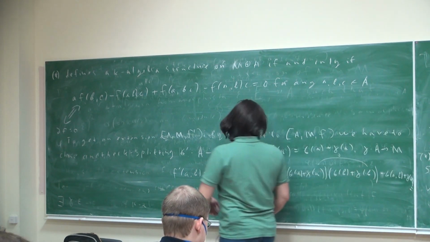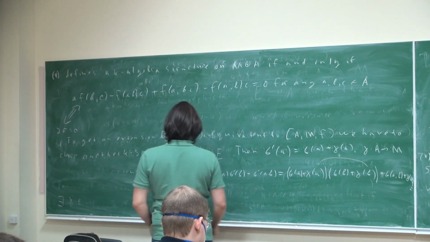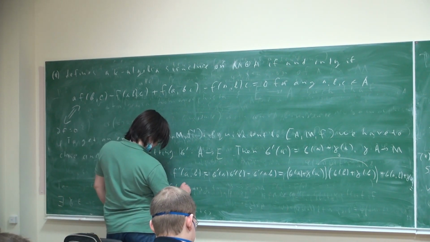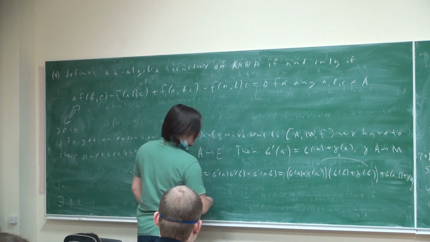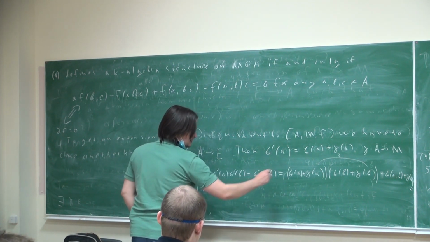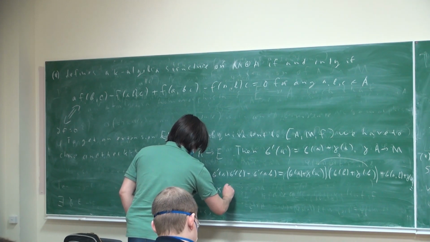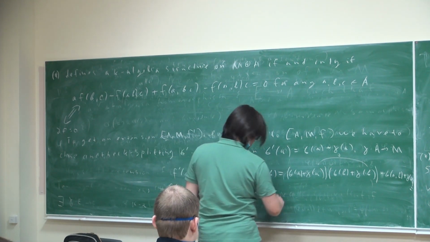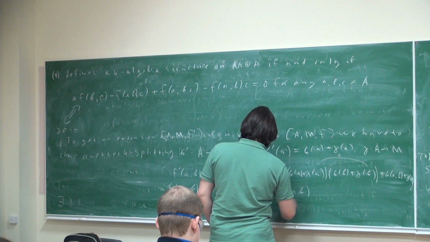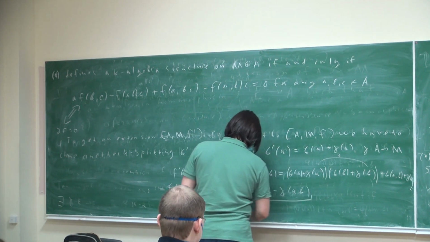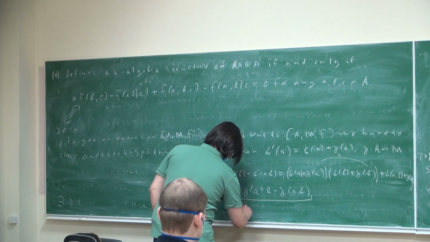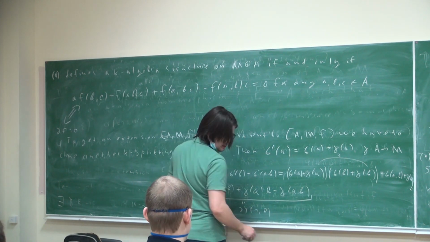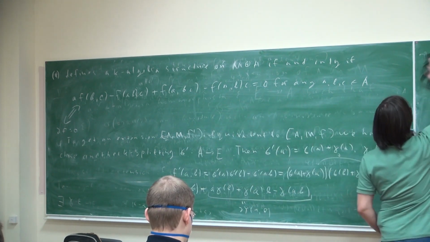So if we open the bracket, we'll get F of AB plus A gamma of B plus gamma of AB minus gamma of AB. And this guy is simply delta gamma of AB. So before we get a classification theory.